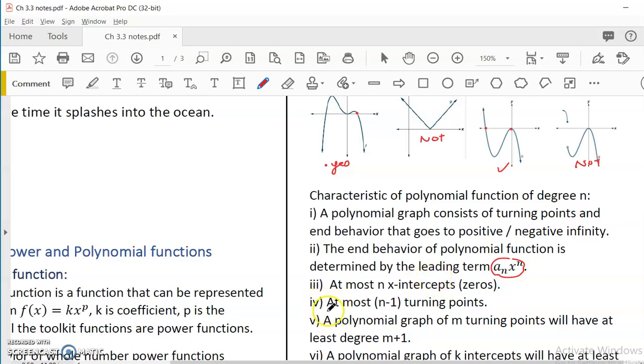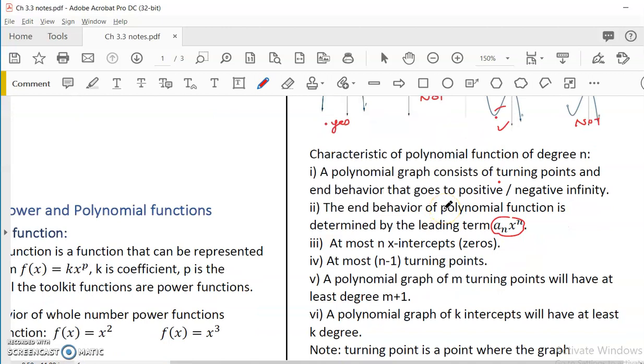The next one, the fourth one, is when they turn, how many turning points can there be? At most, you can only have n minus 1 turning points if it is degree n. So if it's degree 3, you can only turn 2 times. For example, this may be degree 3 because I can see that it turns 2 times, right?